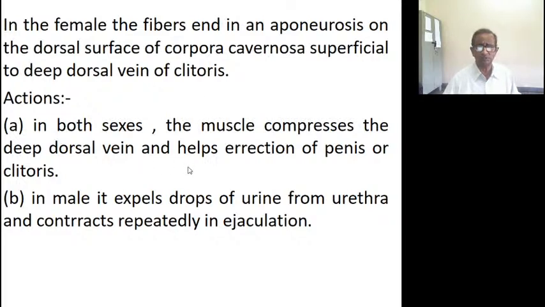Action. In both sexes, the muscles compress the deep dorsal vein and help erection of the penis and clitoris. In male, it expels drops of urine from the urethra and contracts repeatedly in ejaculation.